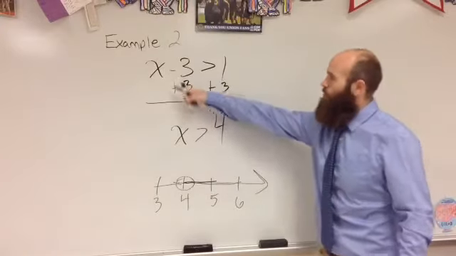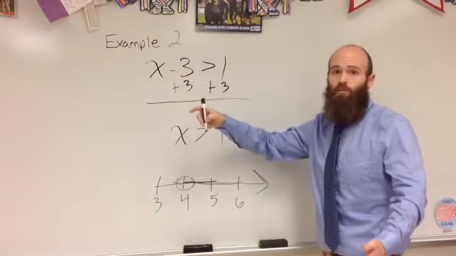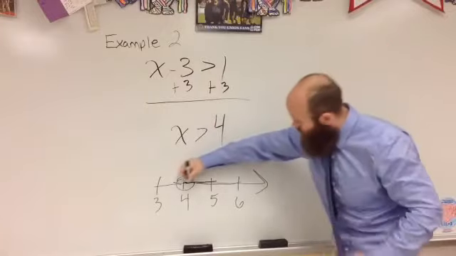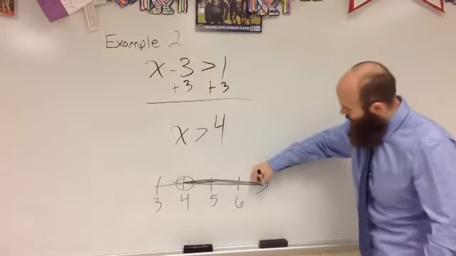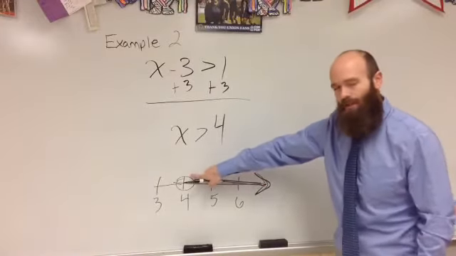Could it be 6? Well, 6 minus 3 is 3. That is greater than 1, so that works. So we would shade everything above 4 with keeping that circle open.